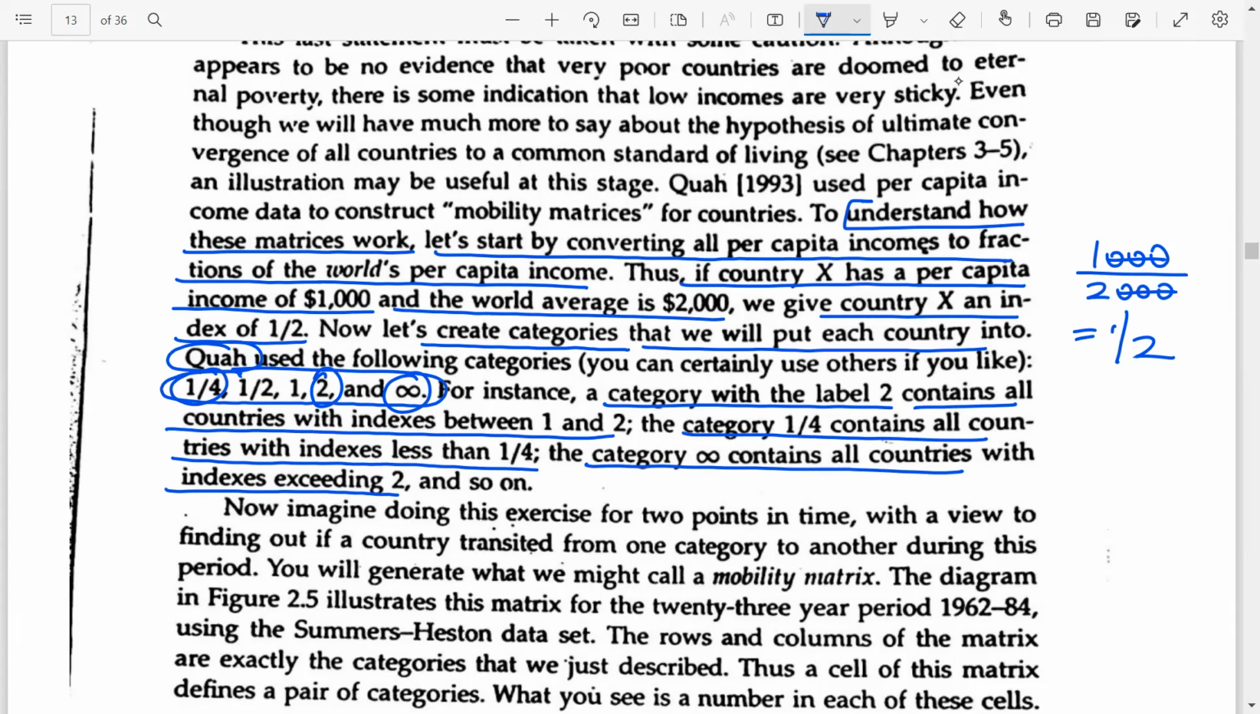In order to build this mobility matrix, first of all, we convert the per capita incomes to fractions of the world's per capita income. For every country, I am dividing the per capita income of that country by the world's per capita income. Then using that, we can create the standard categories: 1/4, 1/2, 1, 2, and infinity. Suppose I talk about category 1. Category 1 is going to consist of all those countries whose per capita income lies between half and 1. Category 2 will consist of all those countries whose per capita income lies between 1 and 2. And so on.